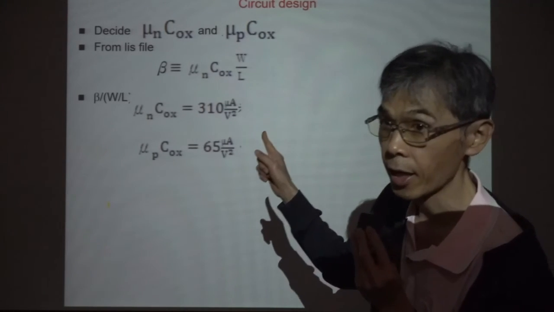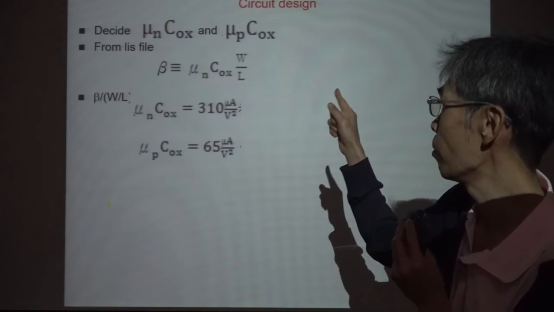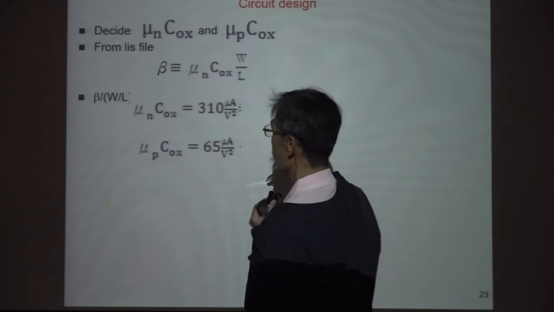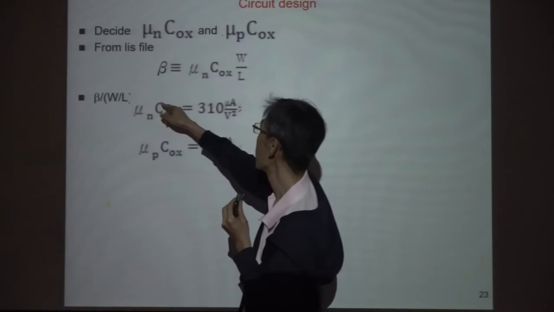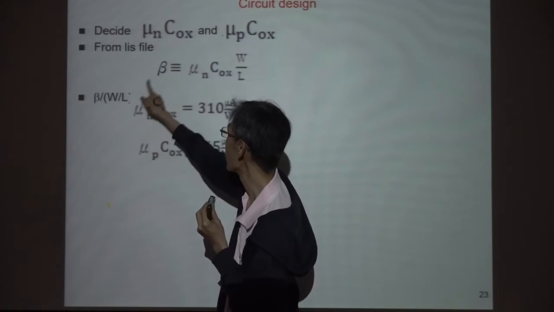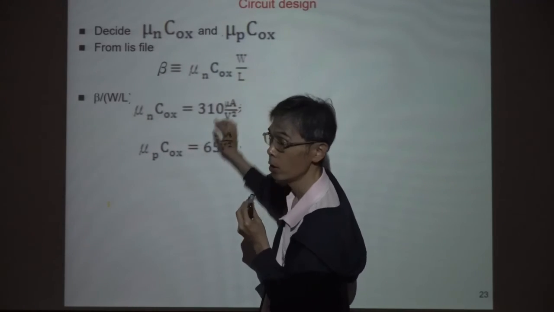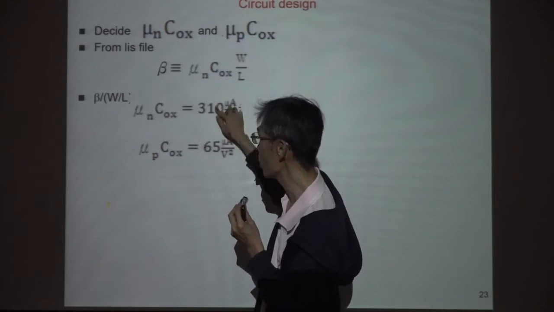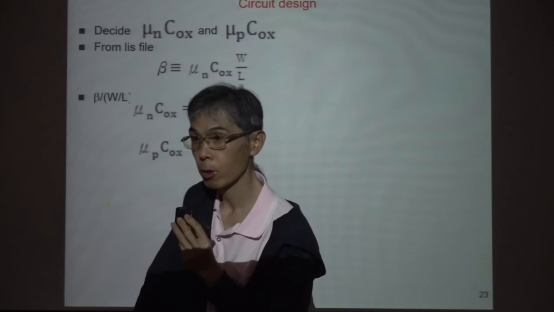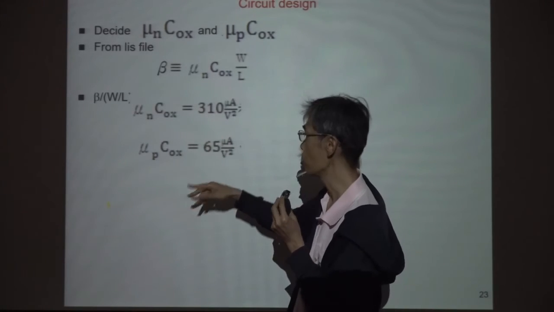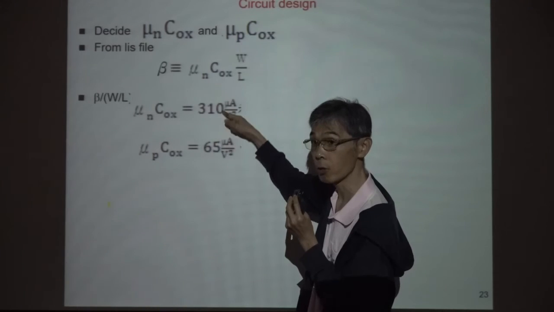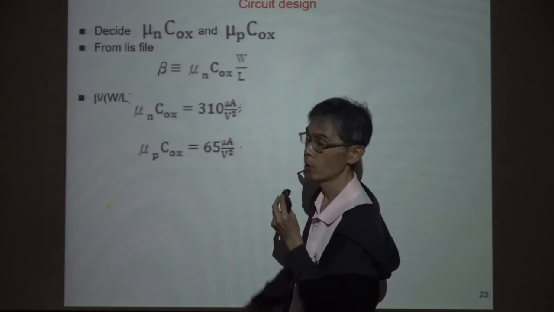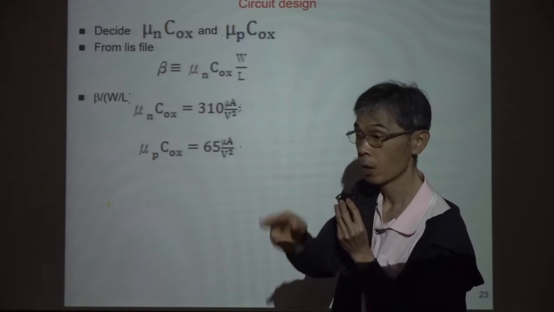So in this circuit design, you need to decide mu n and mu p first. From the SPICE list, you can get the beta value. And beta divided by W over L is mu n Cox and mu p Cox. These two values, you can get using your SPICE and the 0.18 technology. You need to find out these two values. So that's the first step. Do you understand? Next.